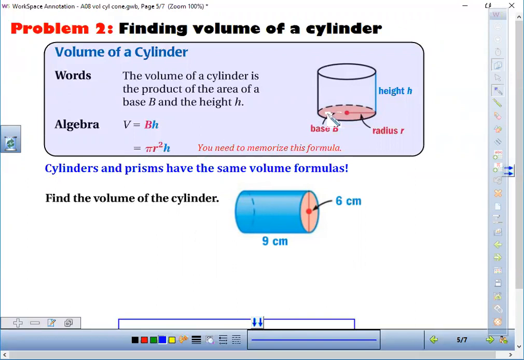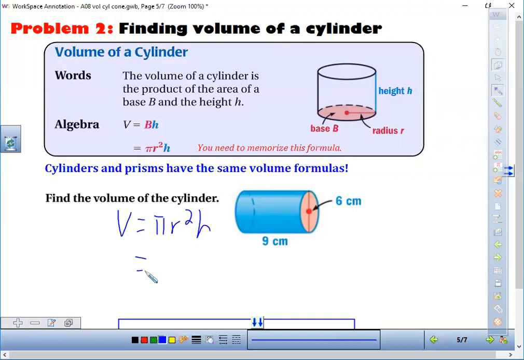Now remember, radius is the distance from the point that's the middle of the circle to one of the edges. So they may give you the diameter in a problem, and we need you to make sure you only use the radius, so cut it in half. So write down the formula. Volume is equal to pi r squared times h.